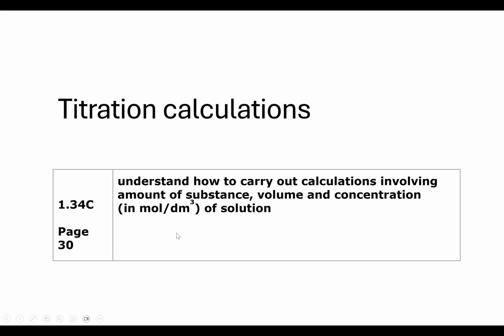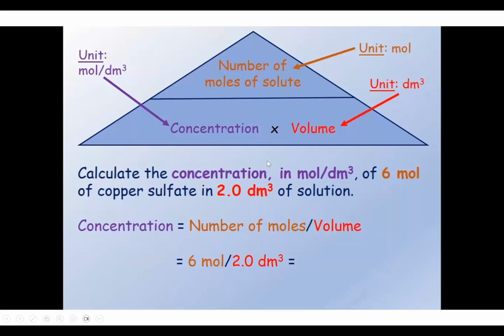So now just a quick reminder of the concentration calculation. So basically concentration is moles of a solute divided by the volume of that solution. So the unit would be in moles per decimeter cubed. To calculate the number of moles of that solute, you would multiply the concentration of the solution given to you in moles per decimeter cubed, multiplied by the volume of that solution in cubic decimeters.